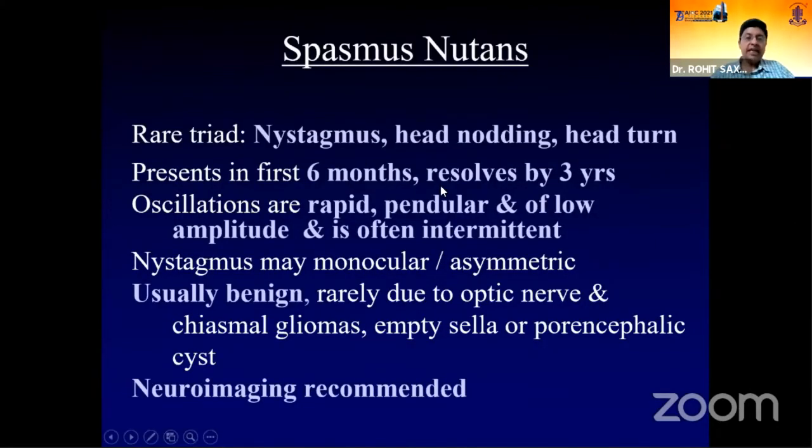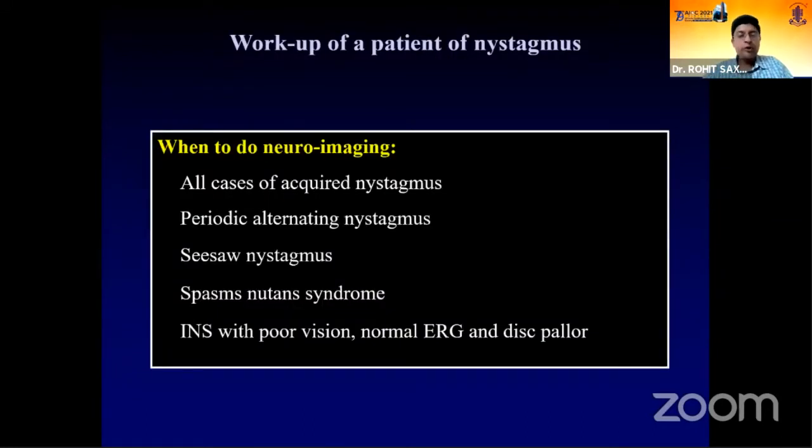Spasmus Nutans we see in very small children presenting by 6 to 8 months, and they have a head nodding, a head posture, and a nystagmus that is not symmetrical in both the eyes. So the velocity or the amplitude may be different in both the eyes, and it's very important to neuroimage these children because it can be associated with chiasmal gliomas. Usually they are benign and would tend to settle off, but some may be associated with a chiasmal glioma, so you need to investigate these patients. Who do you neuroimage?